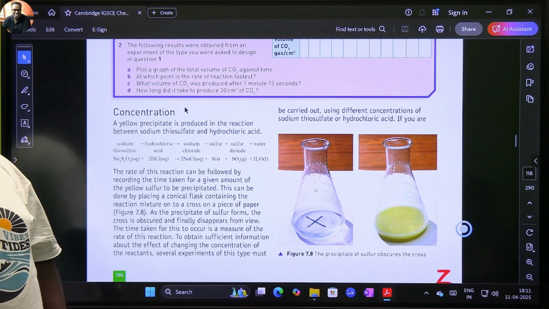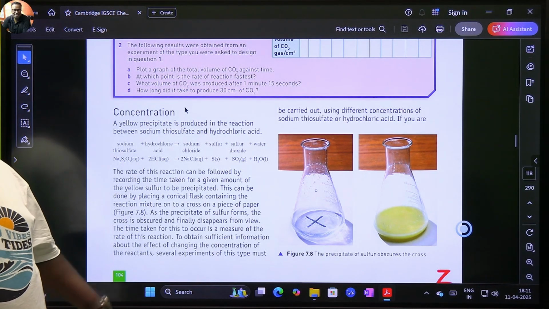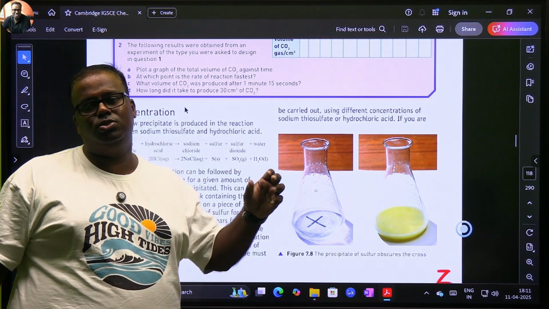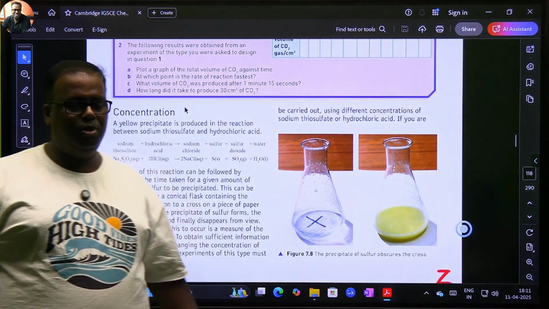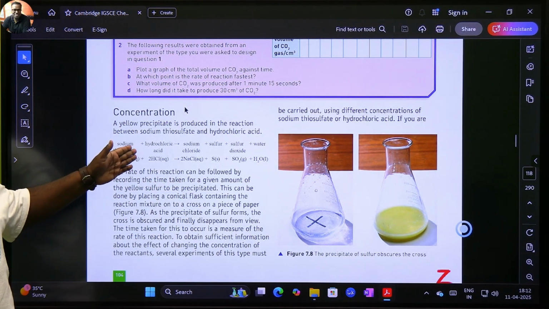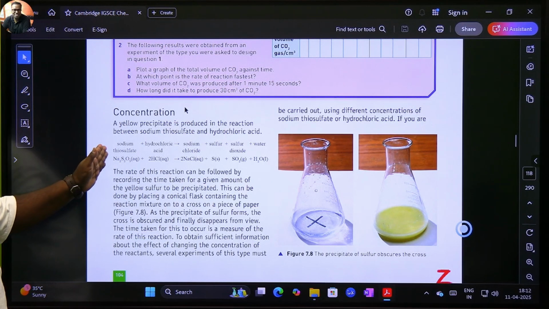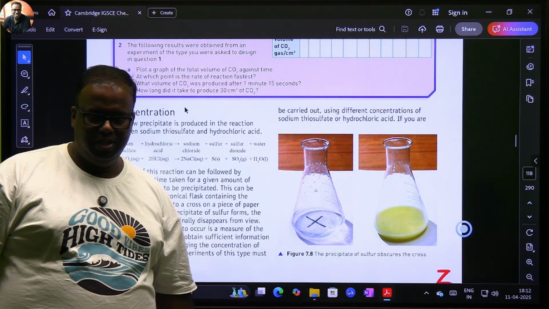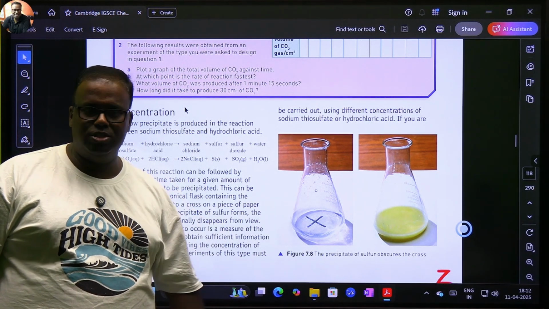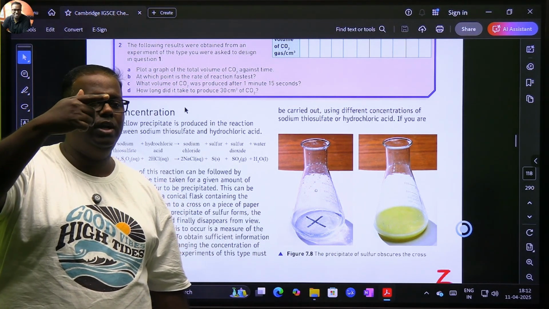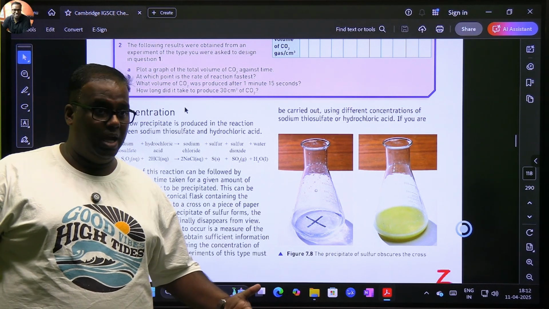Now I am studying what? Concentration. So what I will do, I will have such similar conical flasks, say labelled 1, 2, 3, 4 samples. First sample will have a particular concentration of sodium thiosulfate and hydrochloric acid. You can freeze one and vary the other. In the second one, I will have a little bit more concentrated. In the third, I'll have a little bit more concentrated. Are you understanding? So the more the concentration, the more reactant itself is present.